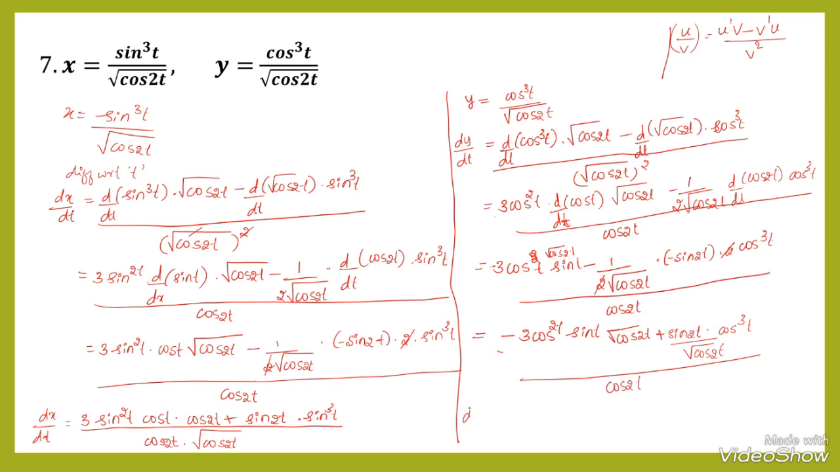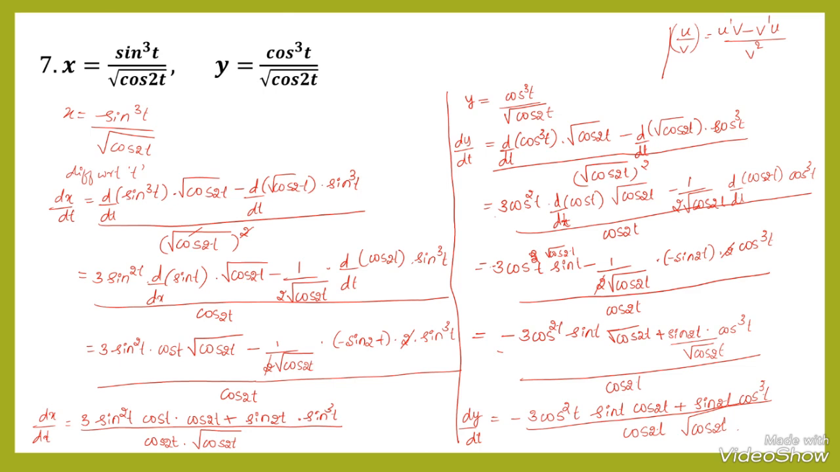Then finally dy by dt is equal to minus 3 cos square t sin t. Taking the LCM, it becomes cos 2t plus sin 2t cos cube t divided by cos 2t into root of cos 2t. We have dx by dt and dy by dt.